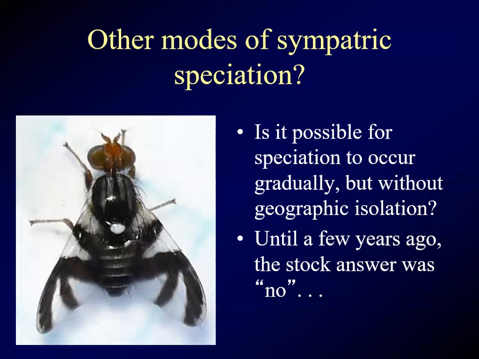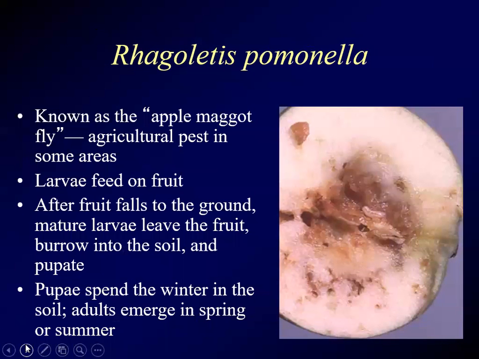That's a fruit fly called Rhagoletis pomonella, and it's affectionately known as the apple maggot fly. It's a pretty severe pest in areas that grow apples. The adults lay their eggs on apples, and the larvae burrow into the apples and eat them. They can, by the way, and this will be important in a minute, attack other fruits as well. I think they can go after berry crops and things like that.